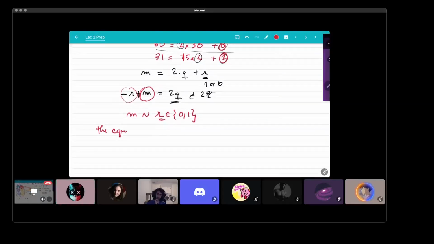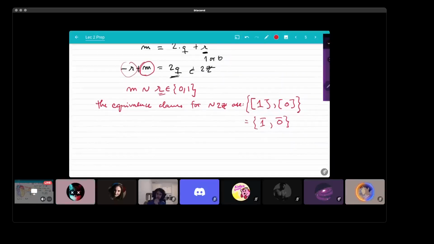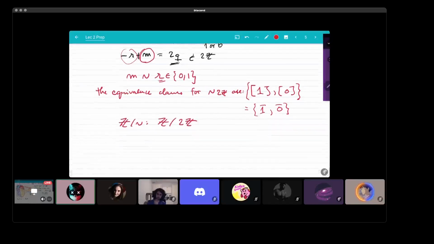And so the equivalence classes for this relation on the integers, let's write this 2Z, are precisely the equivalence classes of 1 and 0, also written as [1] and [0] for integers, and this quotient set is Z over 2Z.